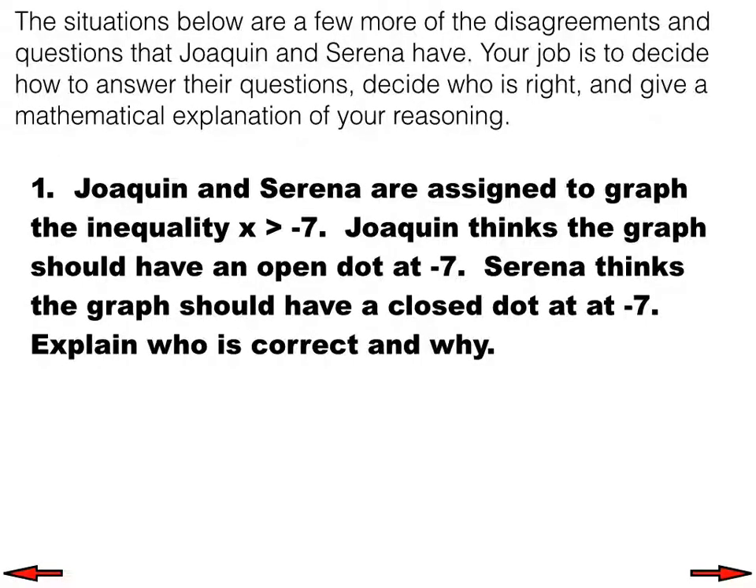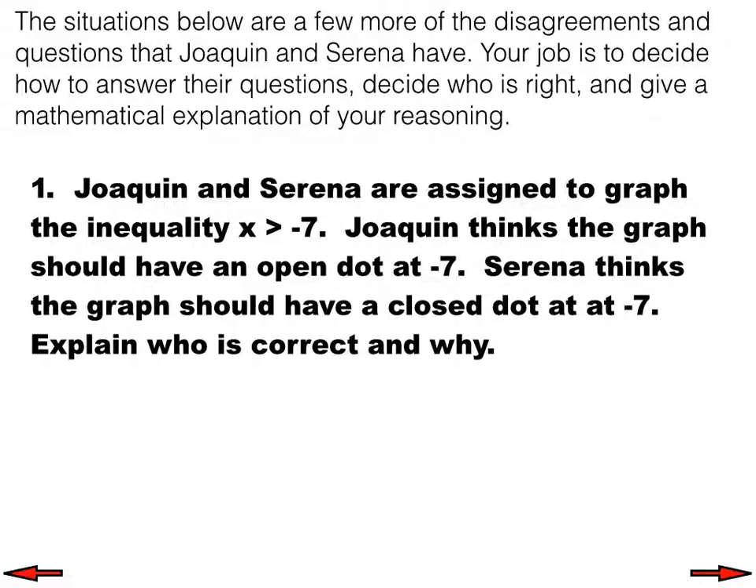So here's number 1. Joaquin and Serena are assigned to graph the inequality x is greater than negative 7. Joaquin thinks the graph should have an open dot at negative 7. Serena thinks that the graph should have a closed dot at negative 7. Explain who is correct and why.